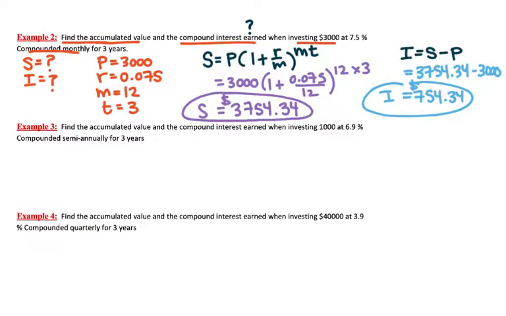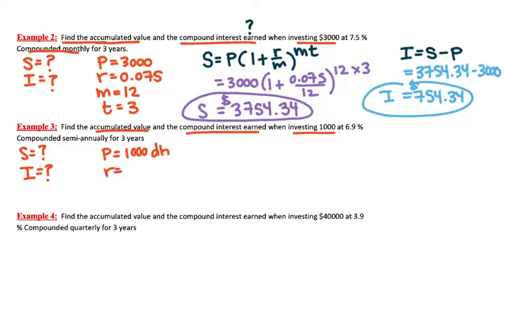Okay, let's try another one. I think they're all worded the same. So find the accumulated value S and the compound interest earned I. When investing 1,000, it doesn't say what the units are, so let's assume these are dirhams, 1,000 dirhams.